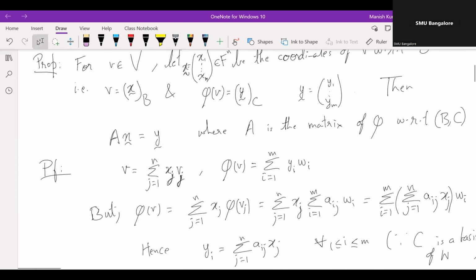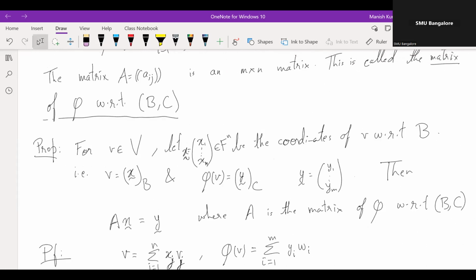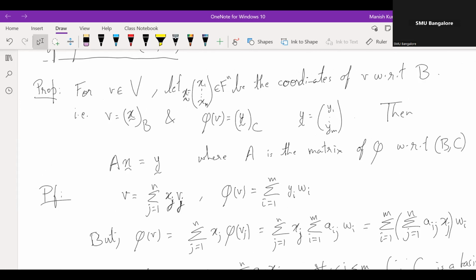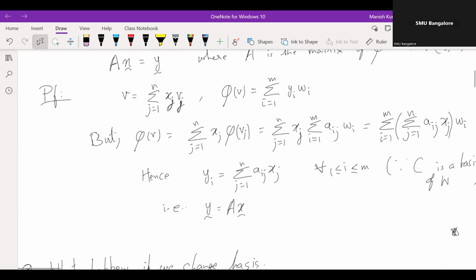So of course one can ask what happens if you change the basis. If you change the basis B to some other B prime and C to some C prime, of course the matrix will change. You can even govern how the matrix changes, because these are very explicit things. All this is based on the same principle applied many times. So that's what we'll do next.